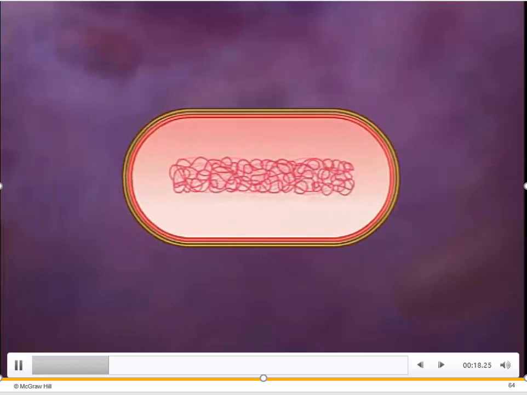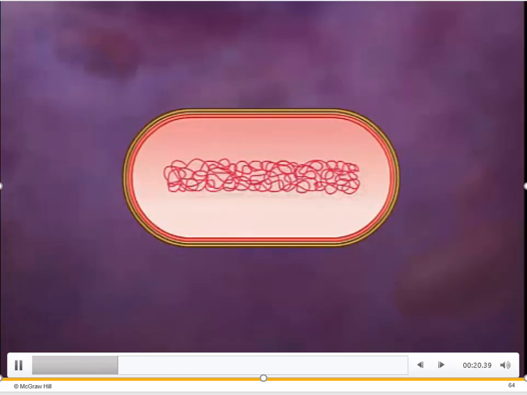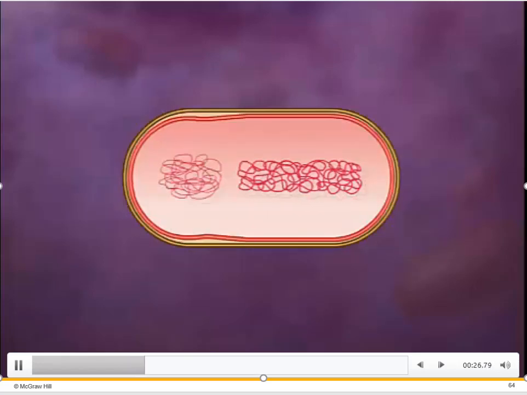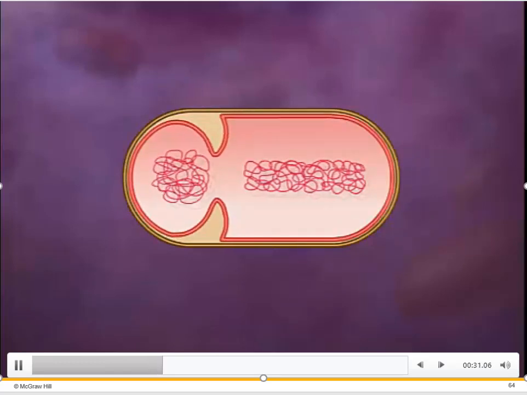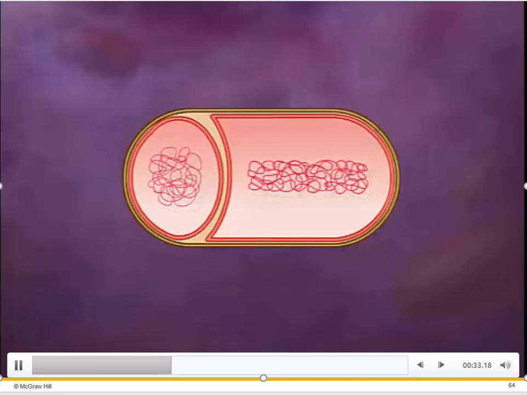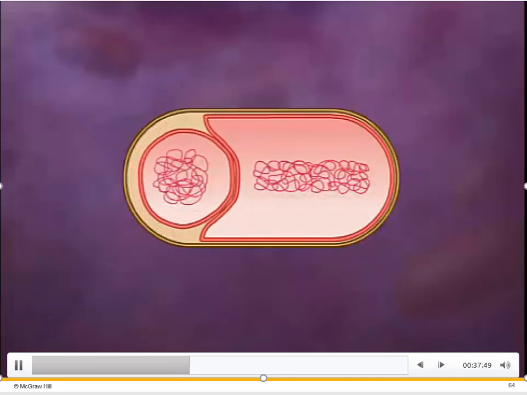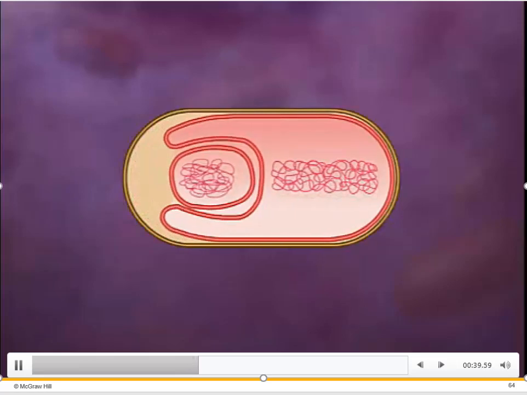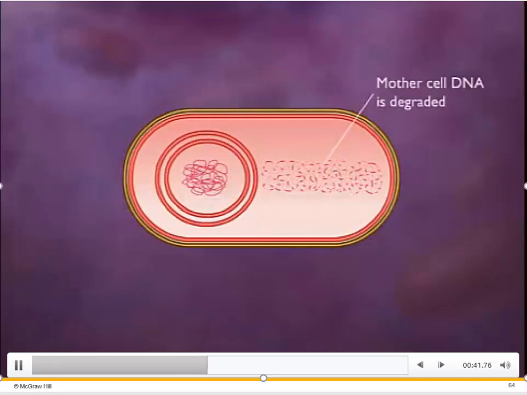The DNA condenses and aligns itself in the center of the cell. The vegetative cell is now referred to as the mother cell. Next, the DNA divides into two complete copies, and the mother cell membrane invaginates to form the developing forespore. The mother cell membrane continues to grow and engulfs the developing spore. The developing spore is now surrounded by two membrane layers.